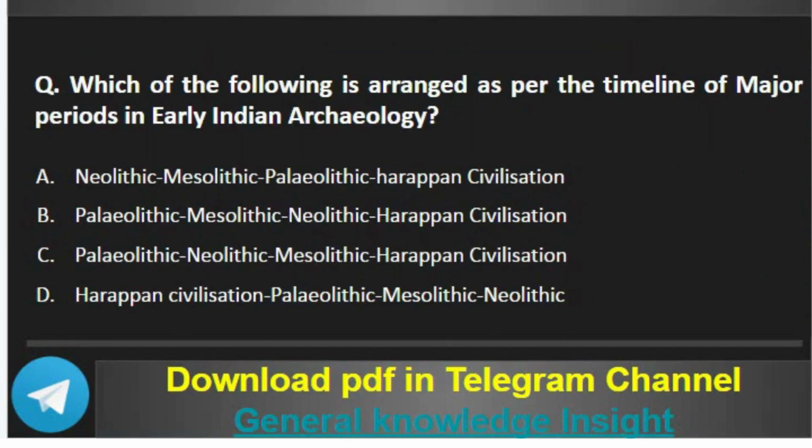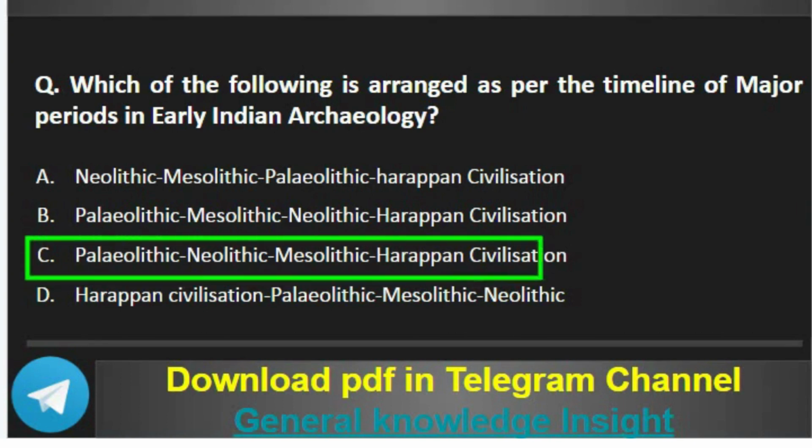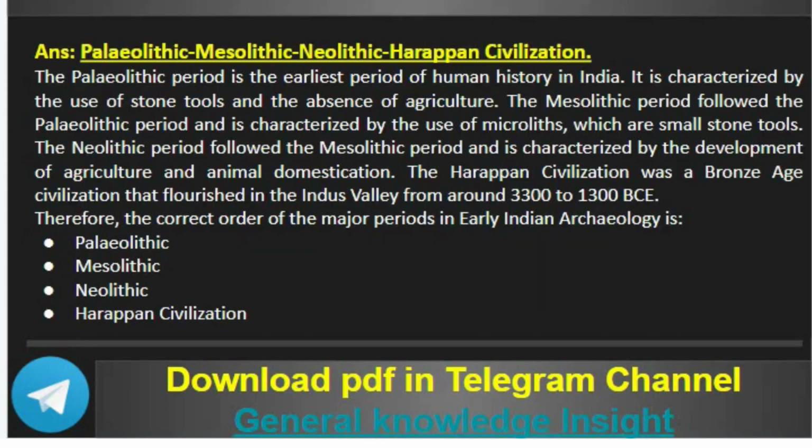Next question, which of the following is arranged as per the timeline of major periods in early Indian archaeology? Here, the correct answer is option C, that is Paleolithic, Neolithic, Mesolithic, Harappa civilization. Here, the Paleolithic period is the earliest period of human history in India. It is characterized by the use of stone tools and absence of agriculture.